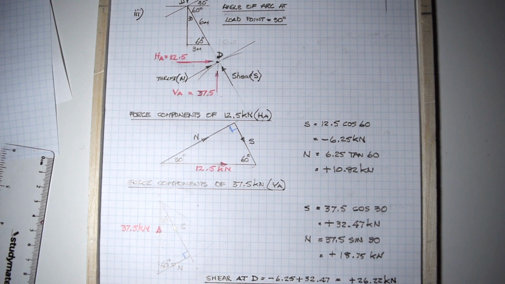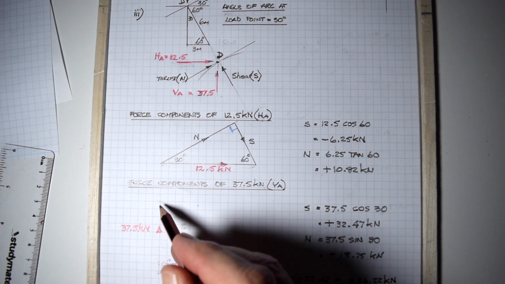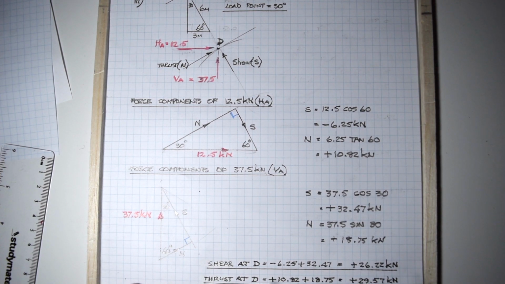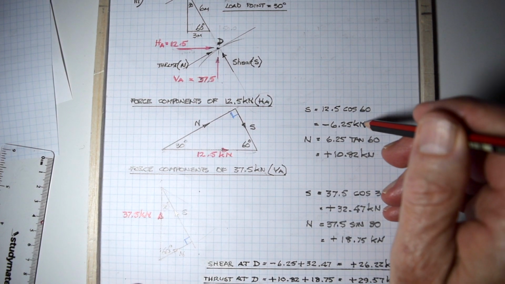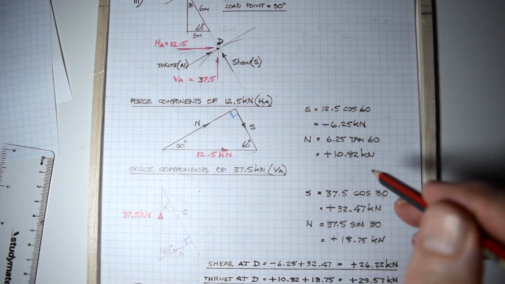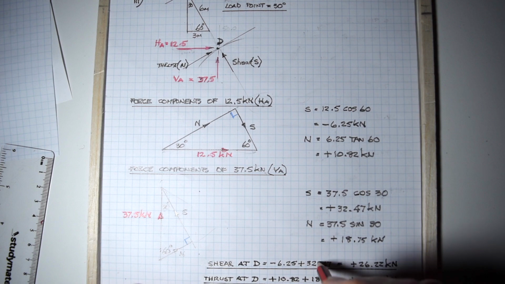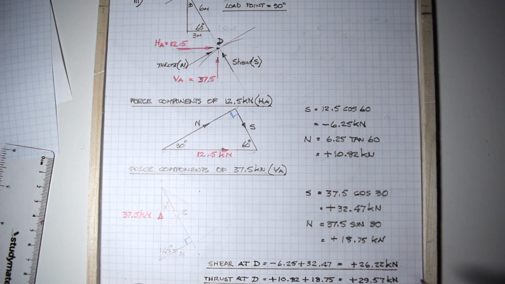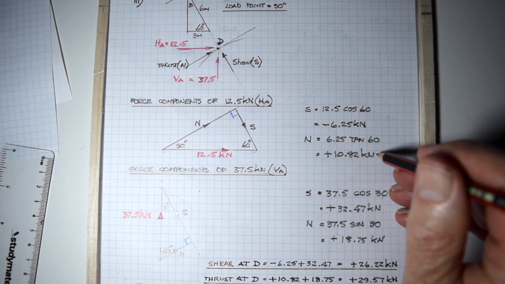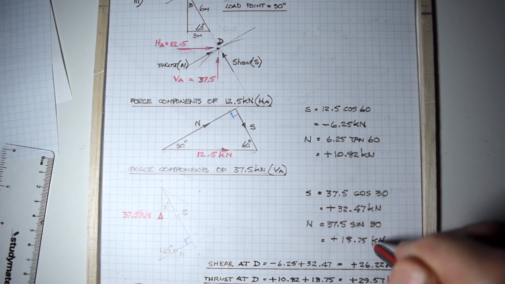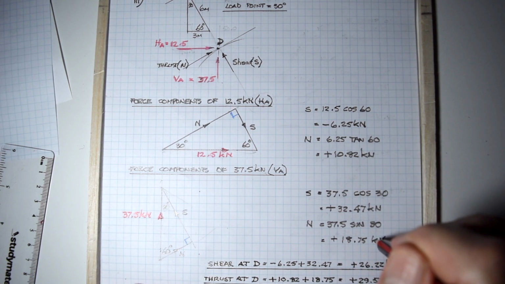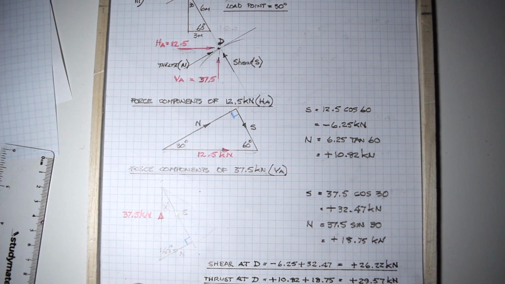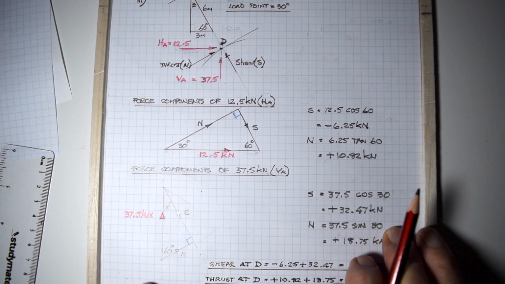18.75 kilonewtons. And if you drew this thing to scale, you'd be able to scale those as well, just by pure geometry. Our final loadings, we sum the shears. We add these two shears together, minus 6.25 plus 32.47 to get a final shear force of plus 26.22 kilonewtons. We add the two thrusts together, plus 10.82 plus 18.75, and we get a total thrust at D of 29.57 kilonewtons. And that is the whole thing.